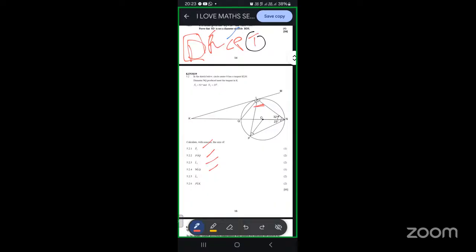The size of angle L3. It's not that horrible. You can just play around those angles that you are having at L there. Oh, okay, I'm having this angle, I'm having this angle. I can use that information to find this. Oh, this can help me to find this. Okay.